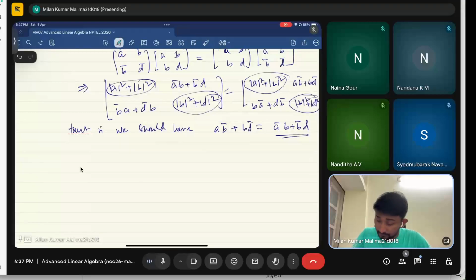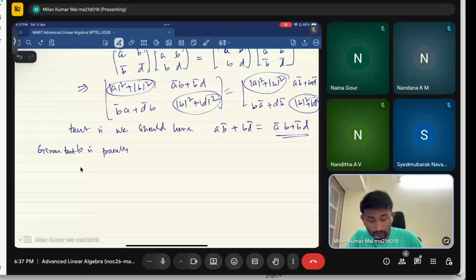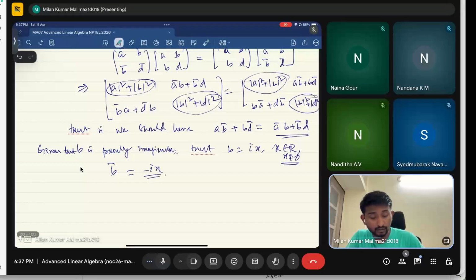Here it is given that B is purely imaginary. Given that B is purely imaginary, that is, B is equal to i times x, for x a real number, and x is not equal to 0, that we need at least. So now we can say B bar is equal to minus ix.